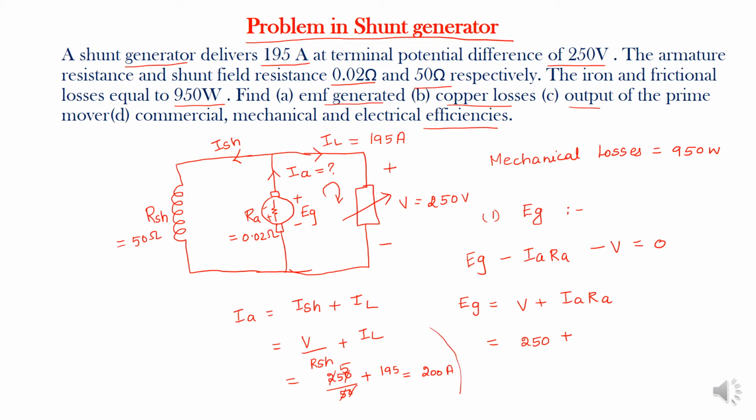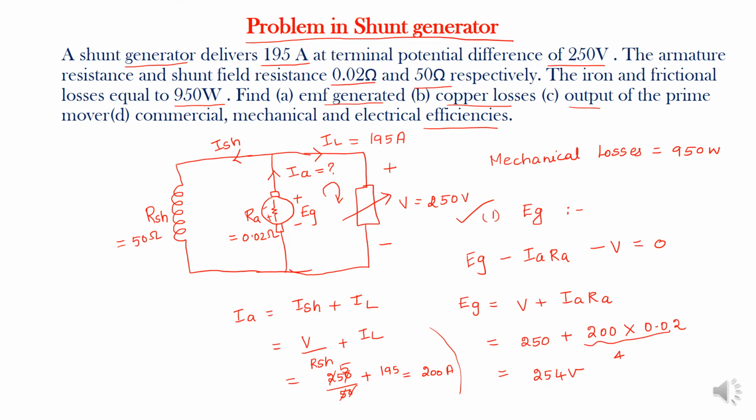Now V is equal to 250, plus 200 ampere into RA. RA equal to 0.02. Now you have to multiply this. We get the value 4. Okay, 254 volt. So this is the value for EG. So the first answer is over. EMF generated is 254 volt.